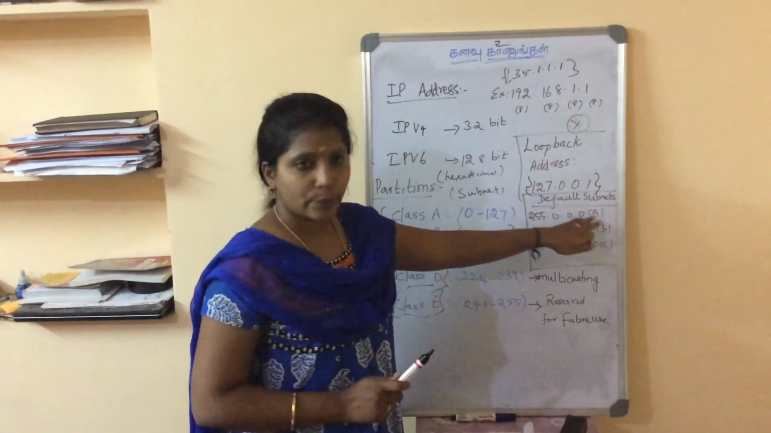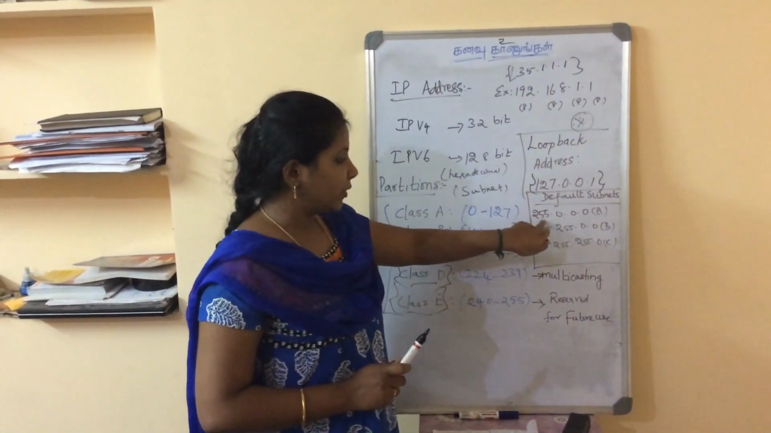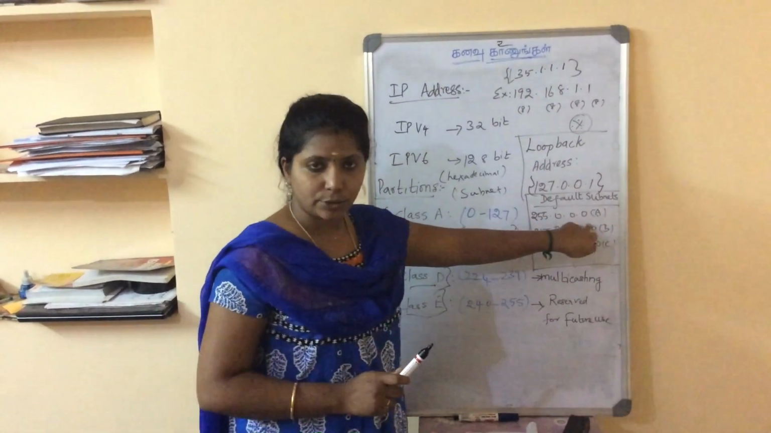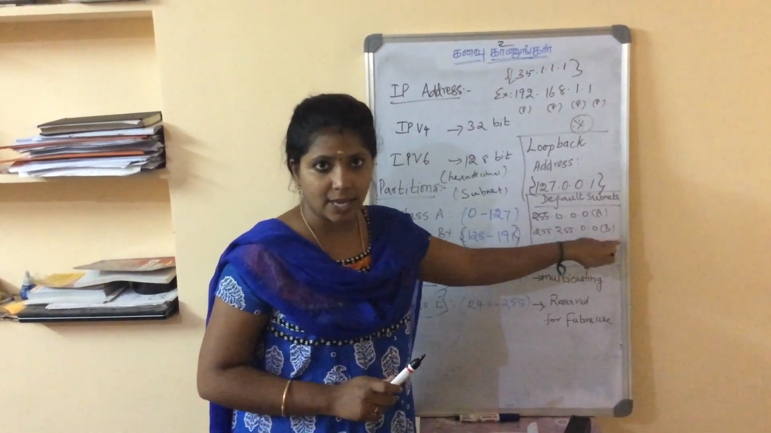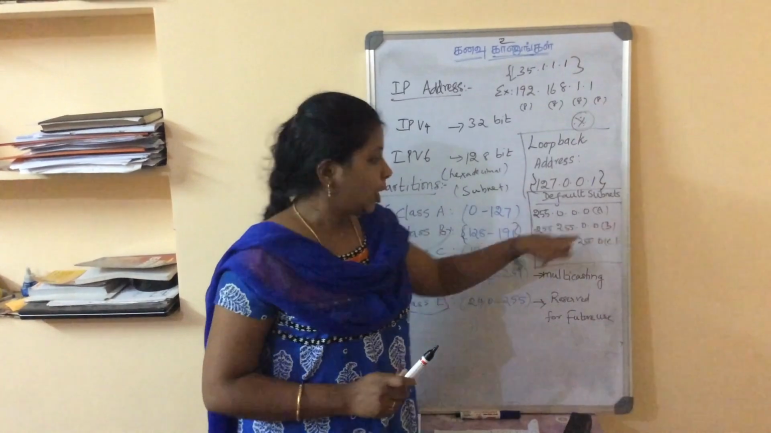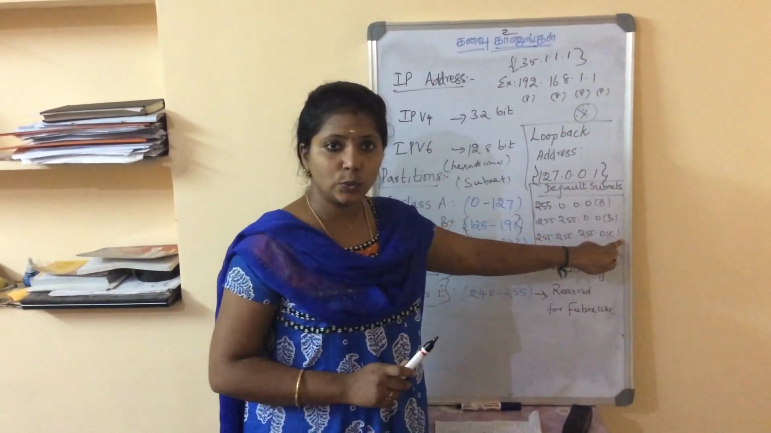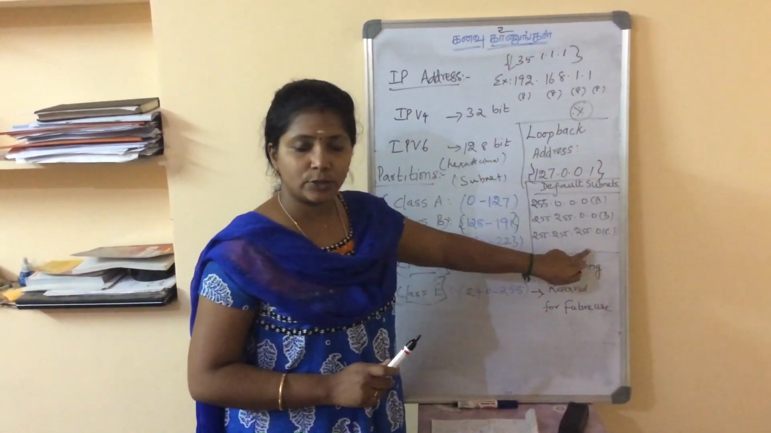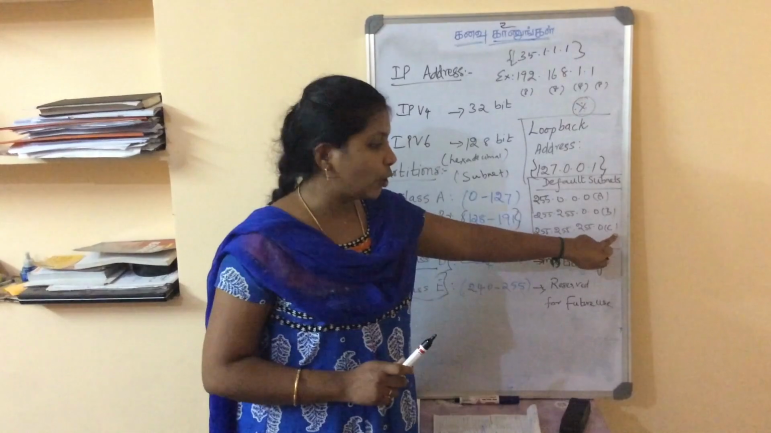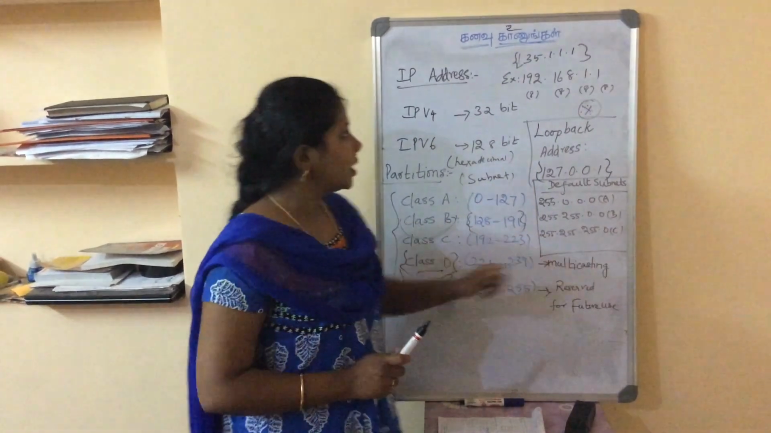And there will be a question under default subnet, as I said. See, 255.0.0.0, then the default subnet will be class A. It belongs to class A. 255.255.0.0 belongs to the default subnet of class B. And 255.255.255.0 belongs to the default subnet of class C.